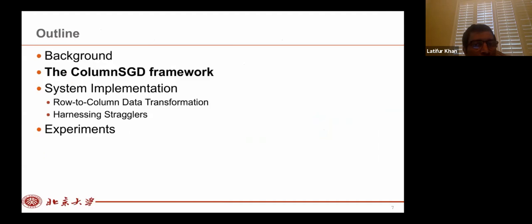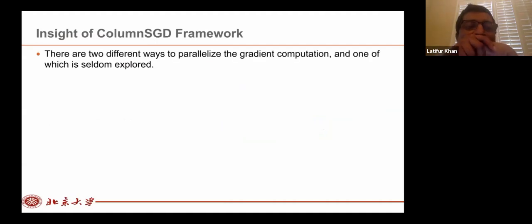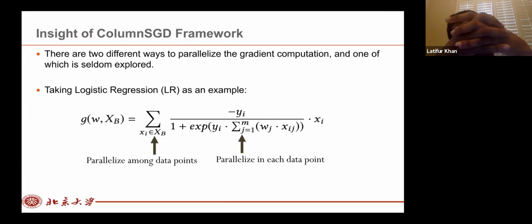To deal with large models, we propose ColumnSGD. Our insight comes from the computation pattern of gradients. We find that there are two different ways to parallelize the gradient computation, and one of them has never been explored. We take logistic regression as an example. Given model W and a batch of training data XB, the gradient of the model W over XB is computed as follows.